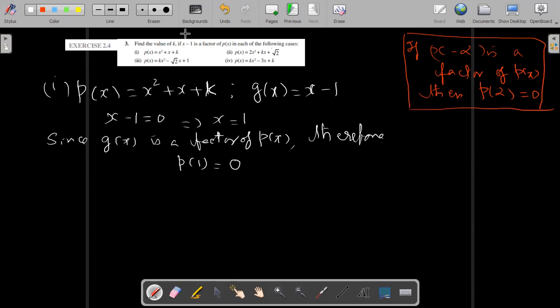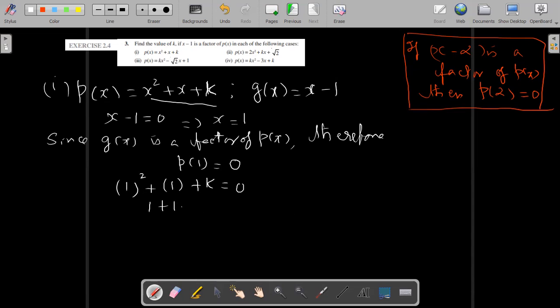Okay. So here, what is p(1)? We will put the value and find p(1) separately, or we can do it here. P(1), what is p(1)? 1 square plus 1 plus k is equal to 0. So this is the difference between the previous questions and this question. Then solve it to get the value of k.